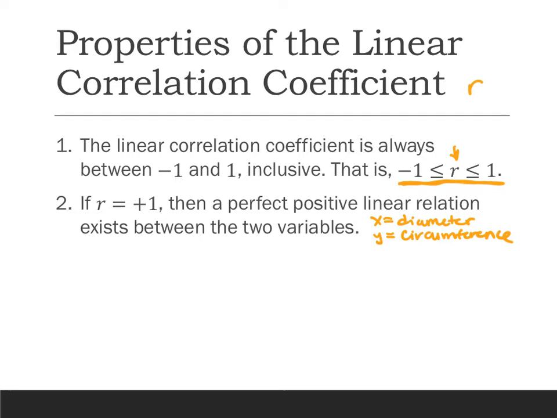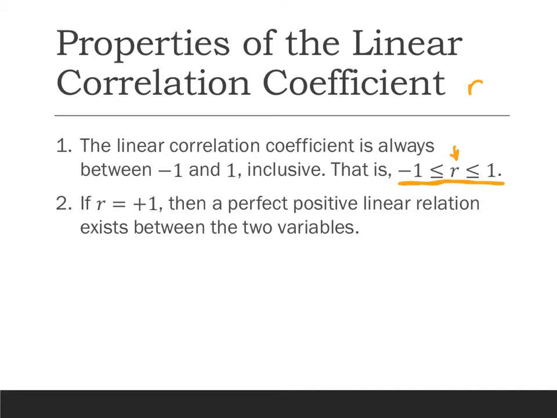We know the diameter and circumference are related. If we use X and Y, which we would not normally do with circumference and diameter because we would use a capital C and a D, we would say that our circumference is equal to pi times the diameter. And that would be our perfect linear relationship between those two variables. All right, so that's our example for a perfect positive relationship, and that's our second property.